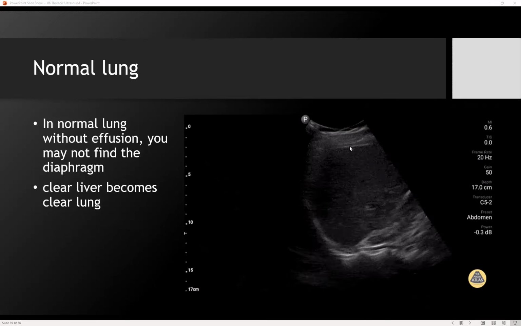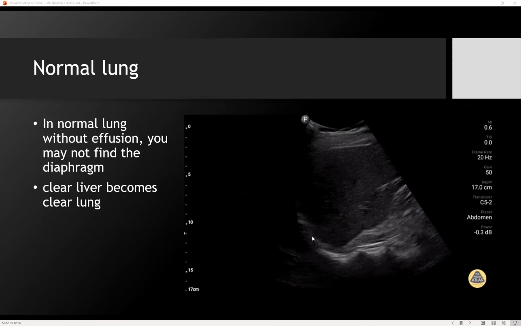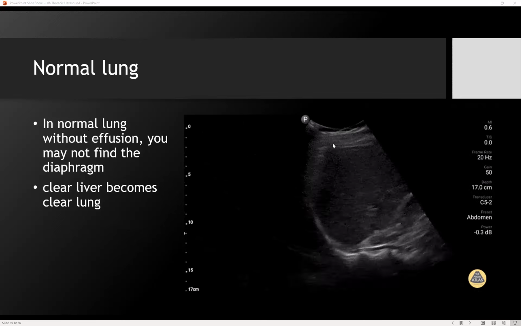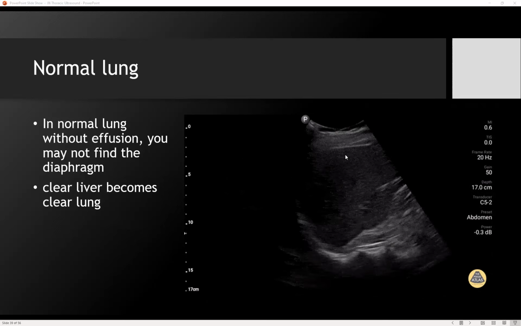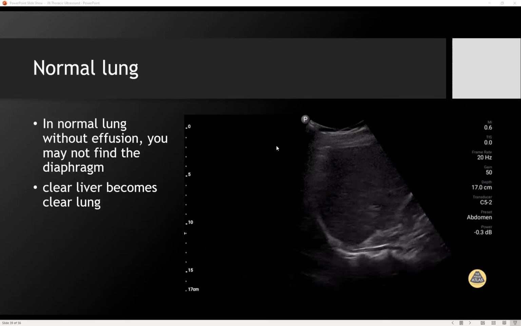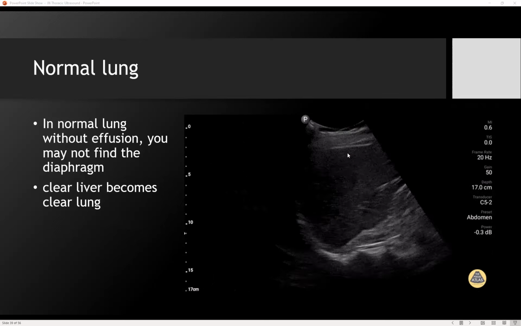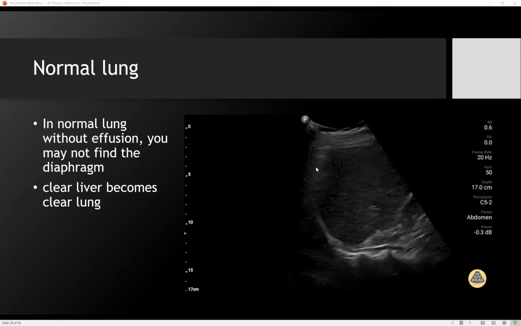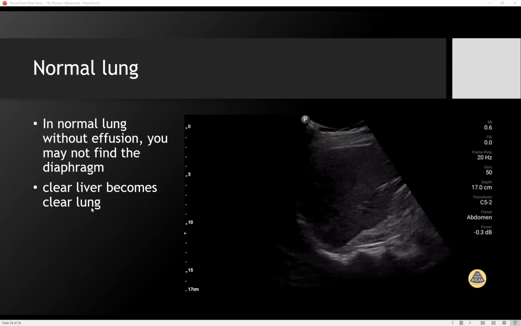When you're looking at a normal lung, what happens is when you're sliding up from the liver, you might make out some diaphragm here, but then ultimately you slide up. If there's no pleural effusion, you get what's called the curtain sign. You're in liver, and suddenly you're curtained and you're in lung. To me, that's a sign of a normal, no pleural effusion. Even on this curtain sign, you can make out some of the A lines, A line, A line, A line. And clear liver becomes clear lung.